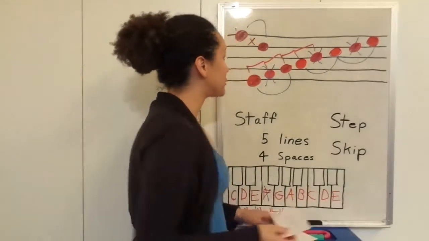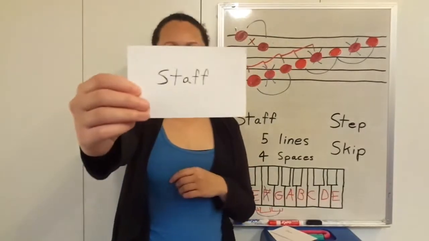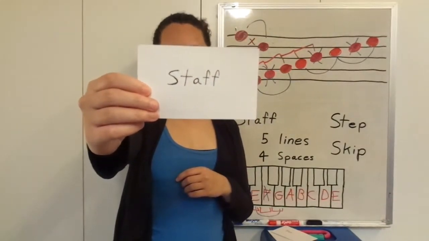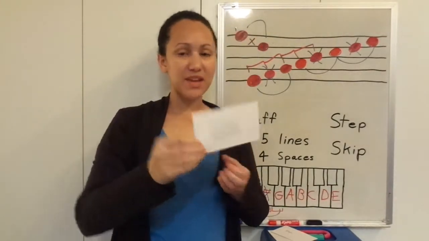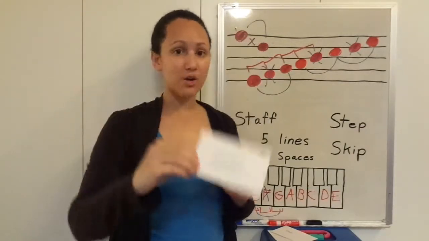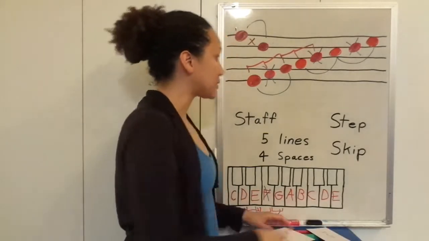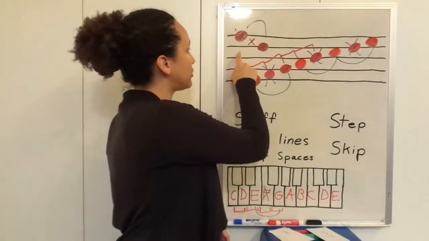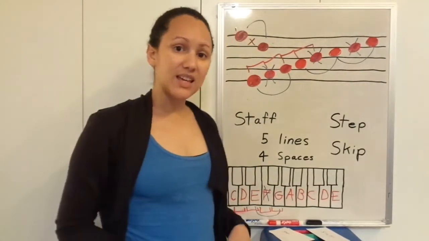And then, of course, your staff, so we can start to read notes, read music. And then make sure you put 5 lines. And remember also that when you have 5 lines, it creates 4 spaces. 1, 2, 3, 4 spaces in between.